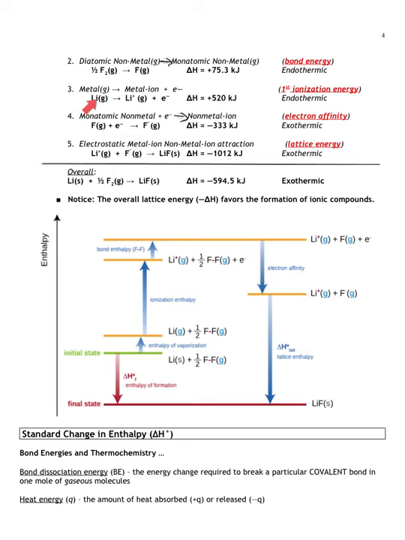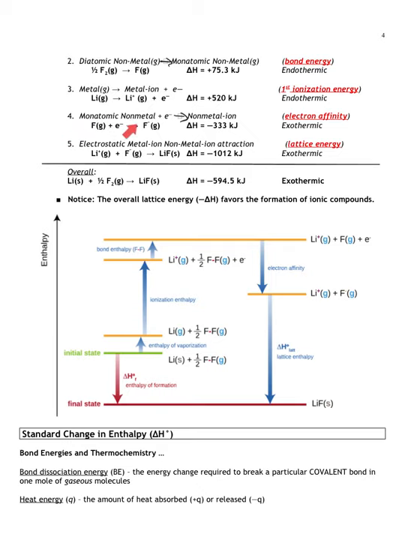Then we have to take that gaseous lithium atom that we made earlier when we sublimated metallic solid lithium into gaseous lithium. We have to ionize it. And we're going to remove an electron. Upon removing an electron, we now have lithium ion, which is what we want to make our ionic compound. And so this is called ionization energy. And once again, that's an endothermic process.